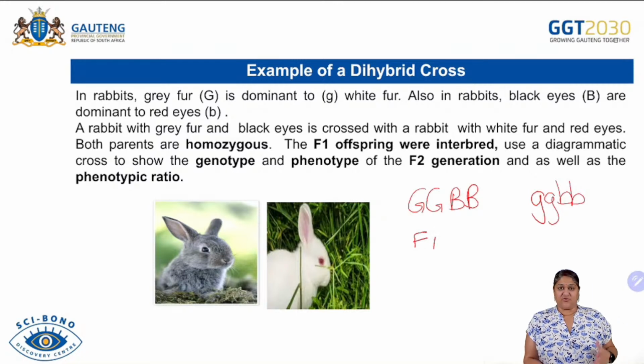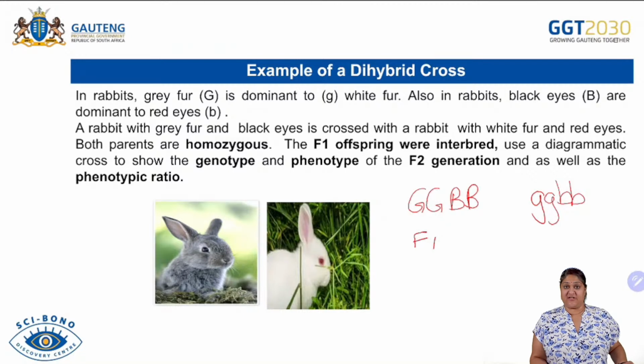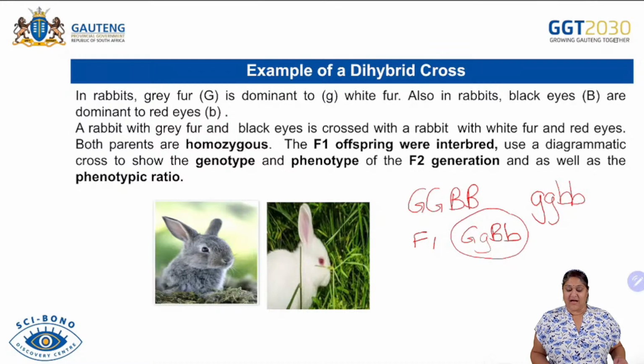So little trick, you can do the whole cross if you want to, but there's a little trick to figure it out because of the law of dominance. So the law of dominance says that if we have a homozygous dominant individual that's crossed with a homozygous recessive individual, all the offspring in that generation will be heterozygous for both traits. So now they're saying in the question that these F1 were interbred. So now we've got to show what is the F2 generation. So this one becomes the P1.